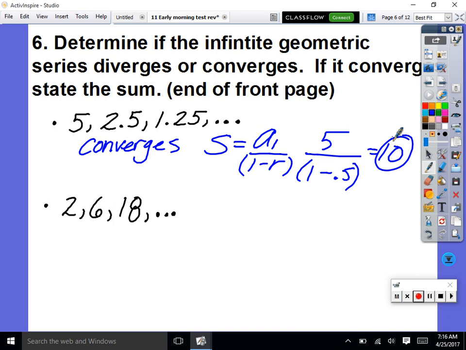Okay, this one is geometric, correct? 18 divided by 6 is 3. 6 divided by 2 is 3. It's infinite. Isn't it getting larger, though? We're never going to know when to stop adding, so it diverges. I sound like a squawking bird. Diverges. Okay, all good.